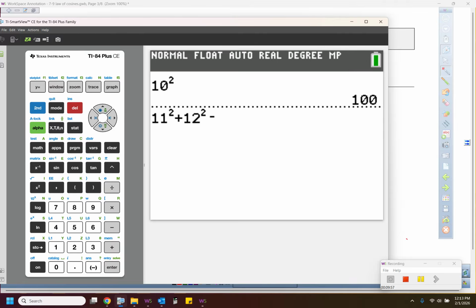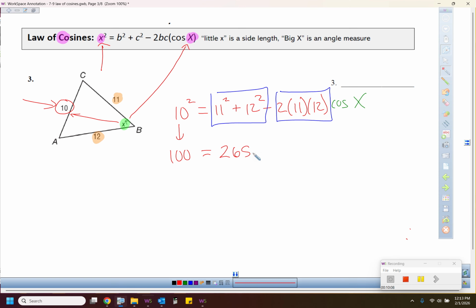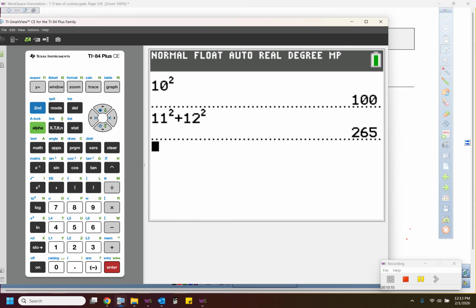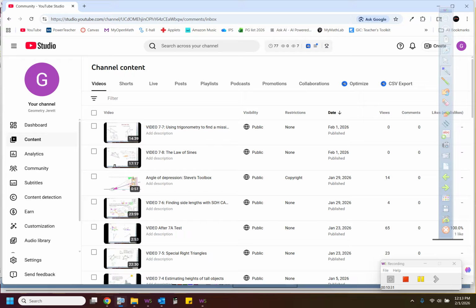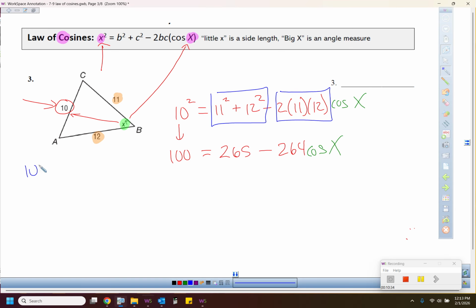Struggle busting here. 265. Take away 2 times 11 times 12. It's in the box. But that 264 has a times cosine of big X with it. And what I'm about to show you, I'm going to do some work side by side here just so you can kind of see if this equation right here just said, I'll do it in blue, 100 equals 265 minus 264x.